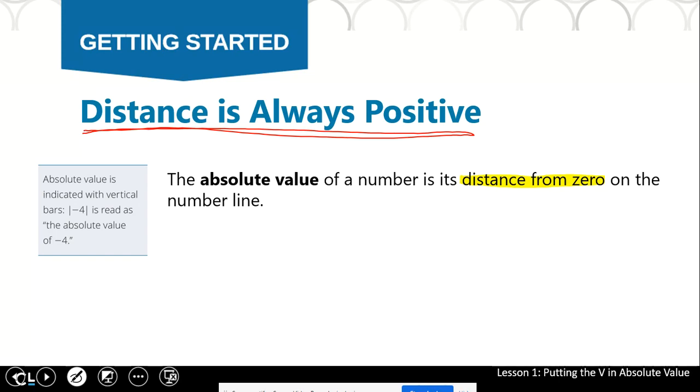And as you'll hear me say a lot, whenever we are discussing the absolute value, it is indicated with vertical bars that are shown right there, and it is read as the absolute value of -4. So that's how I expect y'all to be saying it in class too. It's not the answer is -4, it's the absolute value of -4.